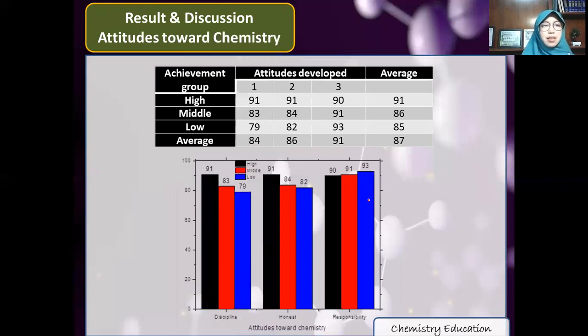And then the second part of our research is observing the attitude toward chemistry for all achievement groups, high, middle, and low, which we can see in table 2. The student attitude toward chemistry in the high achievement group has an average of 91. The highest category is responsibility. The attitudes observed in our research are discipline, honesty, and responsibility. We can see in this diagram that responsibility shows the highest score for all achievement levels.